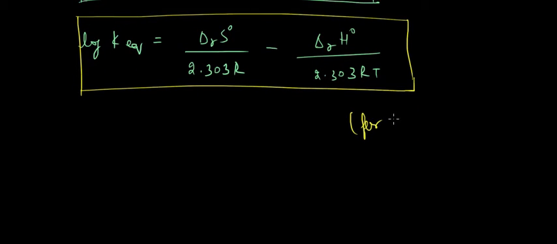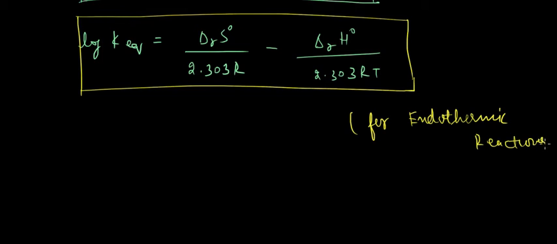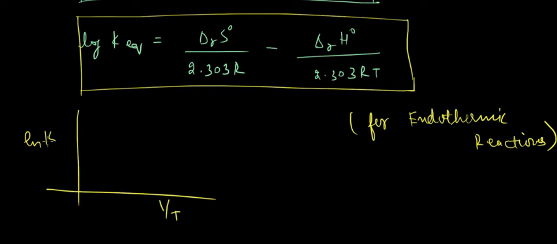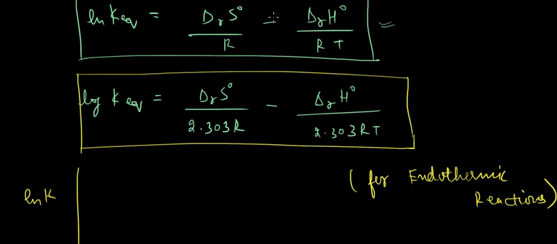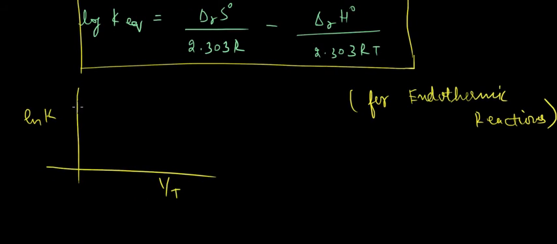Next, for endothermic reactions, we would have the graph of ln K with respect to 1 upon T, which is 1 upon temperature. That would be, this is y equals to, rather, C minus mx. 1 upon T is x, so we can write this graph would be something like this.